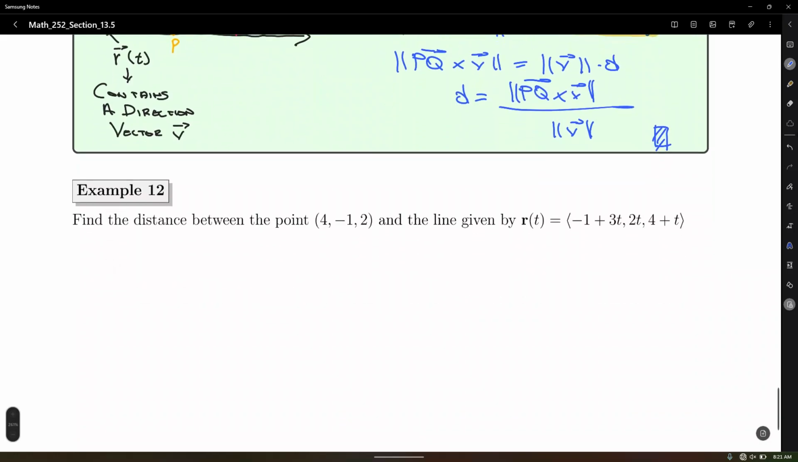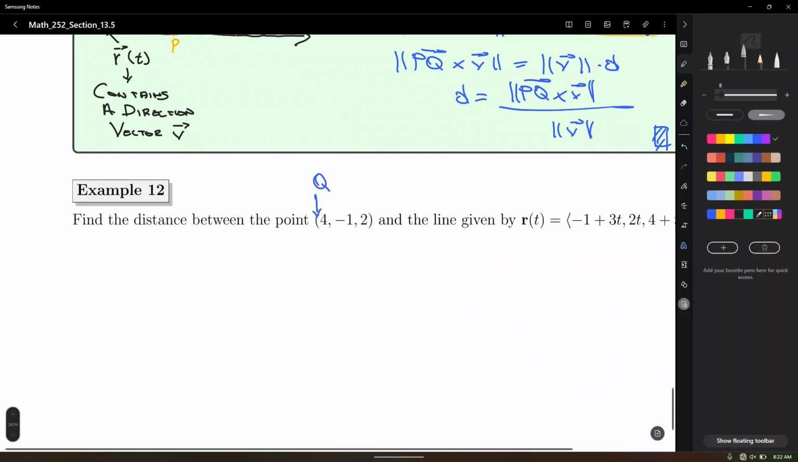Find the distance between the point, by the way, this is the point Q, the given point is Q, and the line given by this vector valued function. We need to find what P is. Again, let me draw a picture here. That's going to represent the line that we're given as a vector valued function. Then we're going to find the distance between the point Q, which is (4, -1, 2), and the line. We want this distance. And what's that?